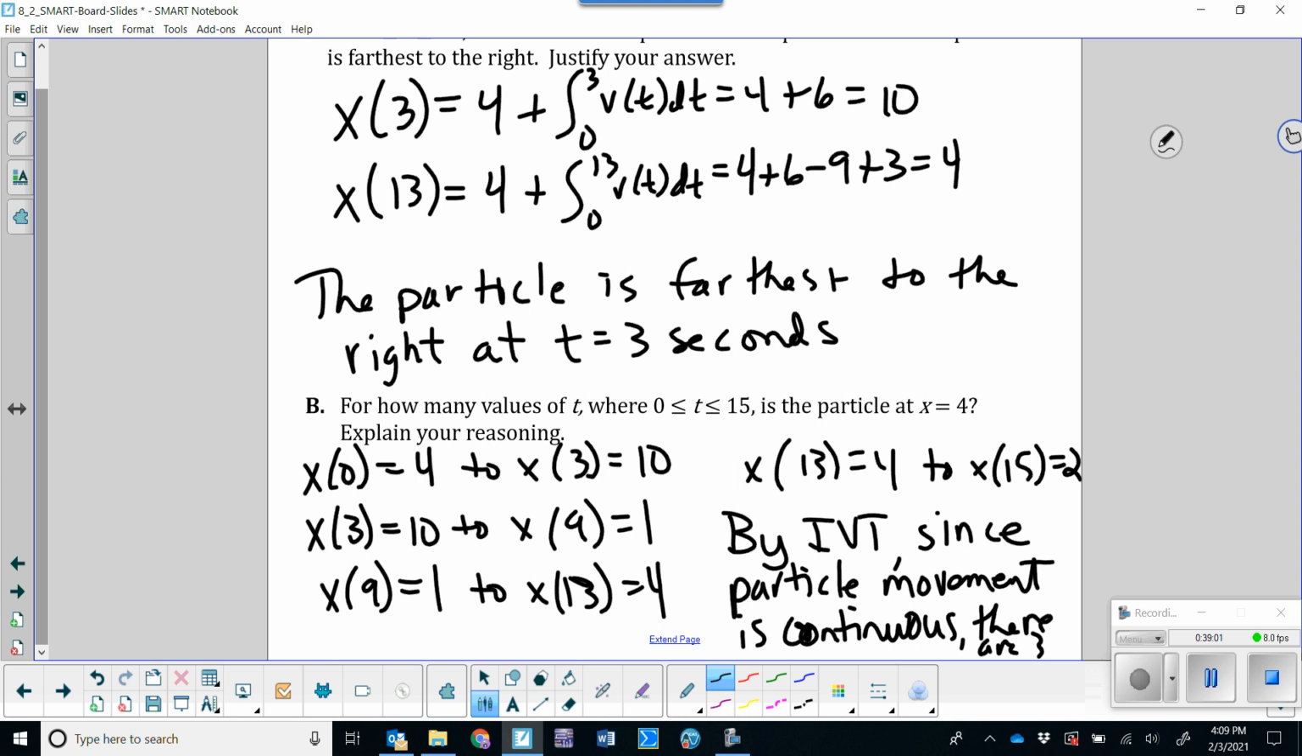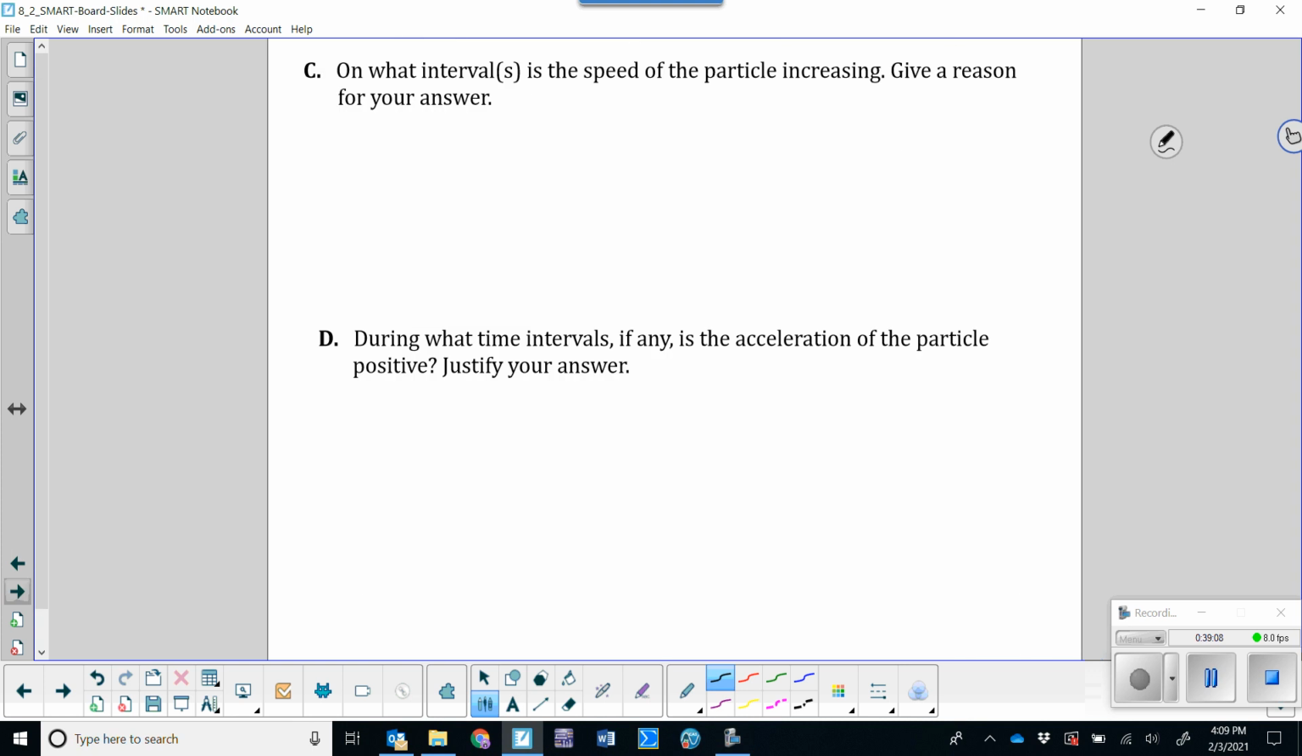Now, a lot of times this would be on a multiple choice question, and they're just like, how many times could it equal 4? And so you just have to look how many times it goes back and forth across 4.